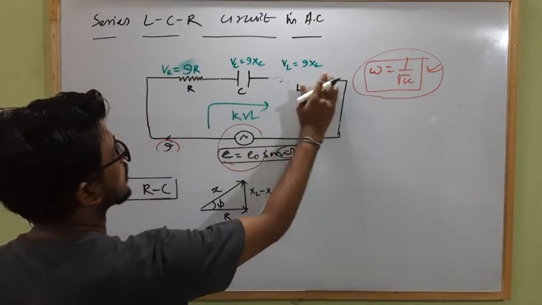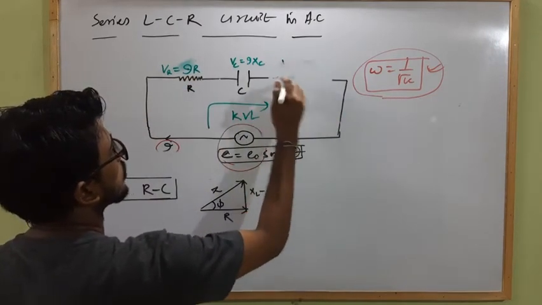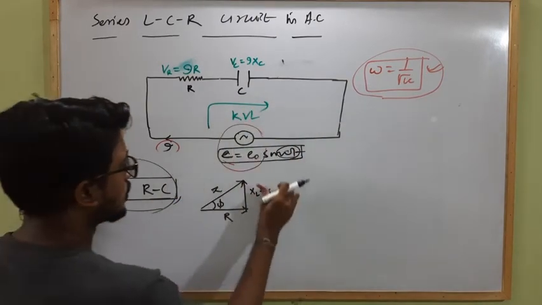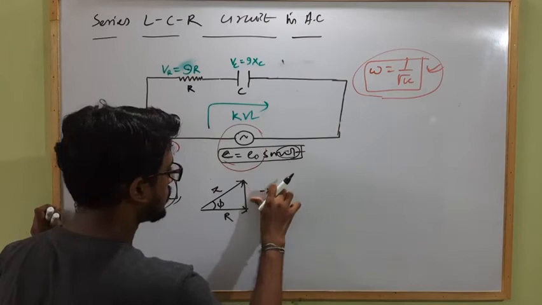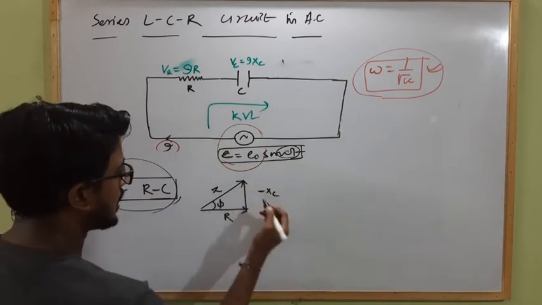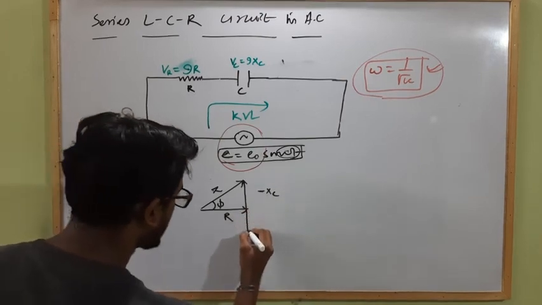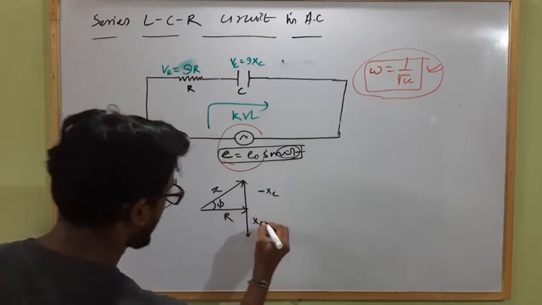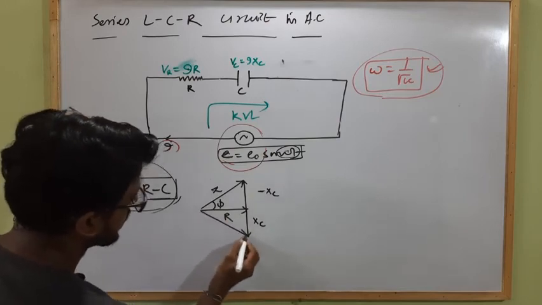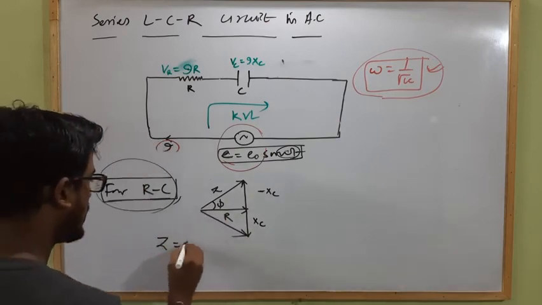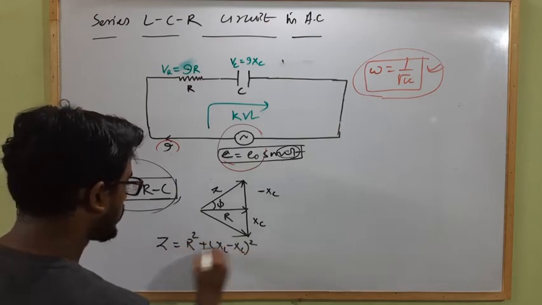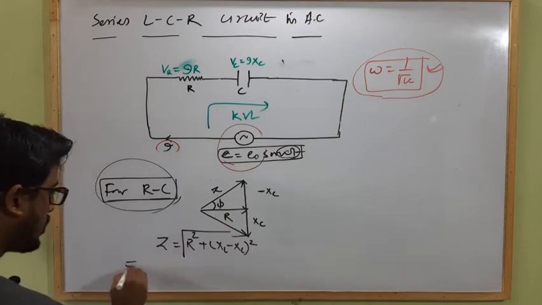There will be no inductor. The circuit will be like this, RC circuit. So if there is no inductor, XL will be 0. So if XL is 0, it will become minus XC. That means if this is XC, then minus XC will be along this direction. Minus XC, this is R. So Z will be now this one. So what will the Z value be? You already know, Z equals the square root of R square plus XL minus XC whole square. So from this we will get Z.